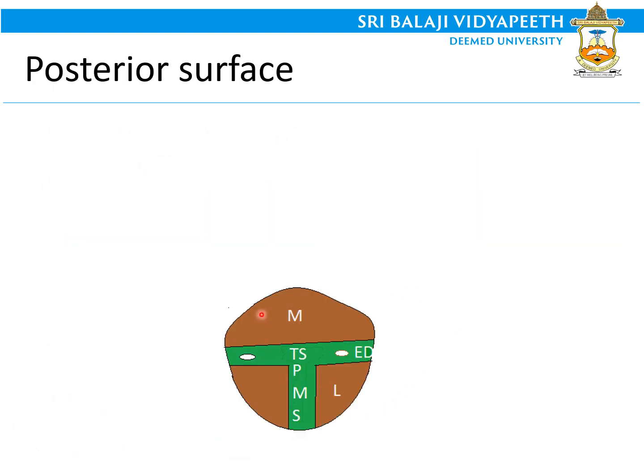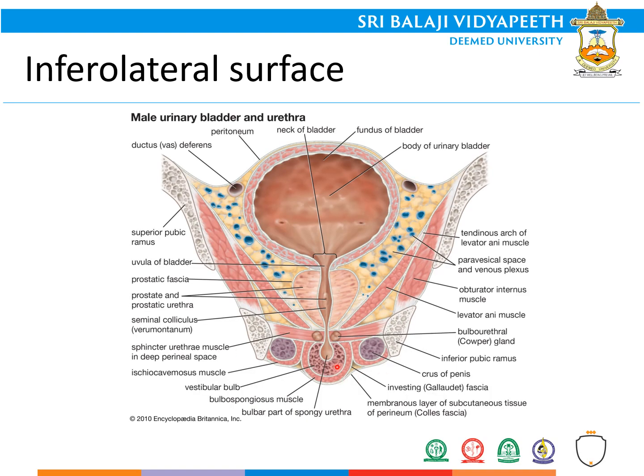The posterior surface of the prostate gland has a transverse sulcus and a posteromedian sulcus. On the transverse sulcus open the ejaculatory ducts. Above the transverse sulcus lies the median lobe, and on either side of the posteromedian sulcus lie the lateral lobes of the gland. The inferolateral surface of the prostate gland is related to the levator ani muscle.